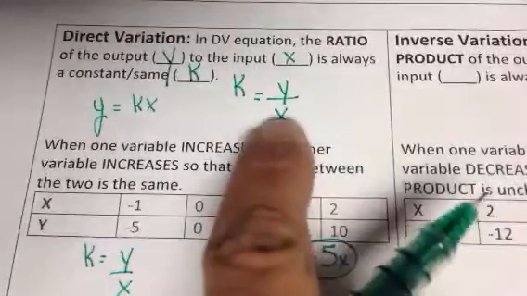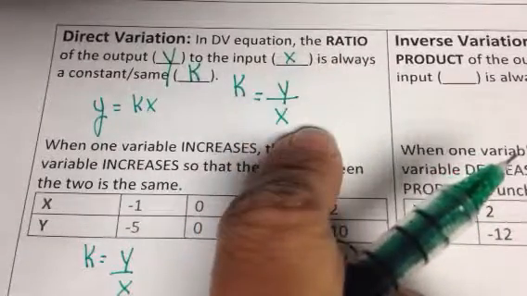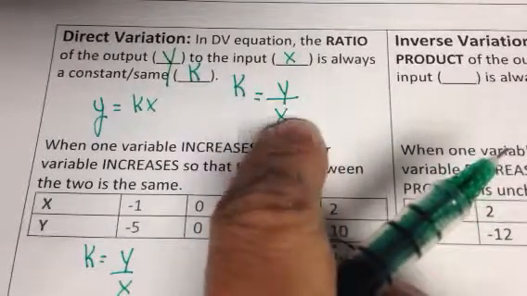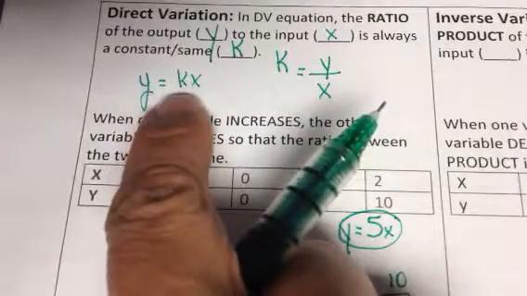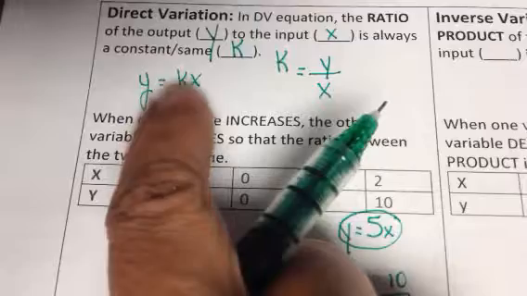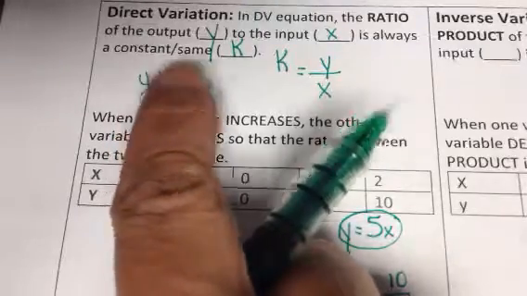So that's direct variation. Again, direct variation is a ratio between y and x. This ratio helps you find your constant, but then this is the equation. When they say write the equation that represents direct variation, this is what they're looking for. An equation is y equals.